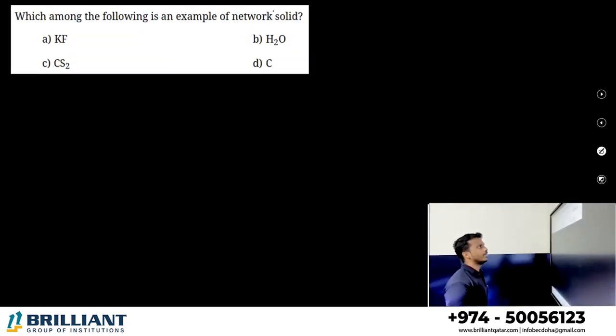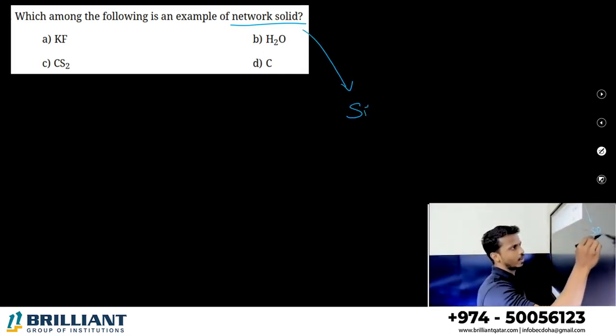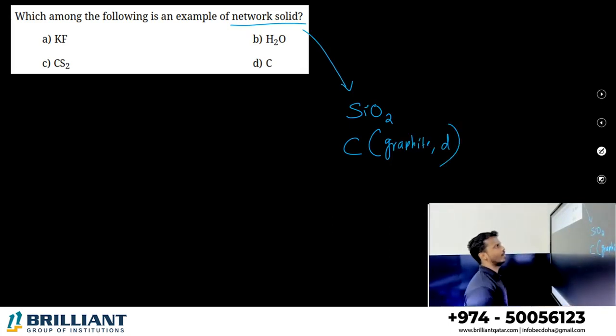Which among the following is an example of network solid? You know, network solid is also known as covalent solid. We studied examples, silicon dioxide and carbon. Carbon means graphite or diamond, right? Graphite or diamond. So which among the following is an example of network solid? D, carbon.